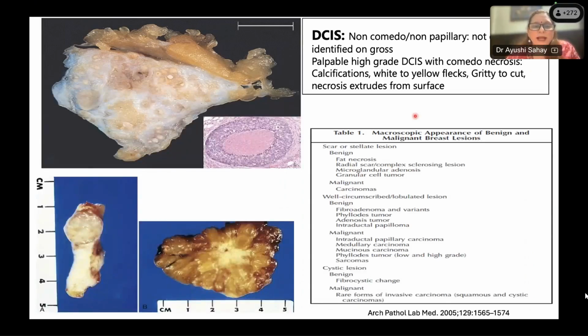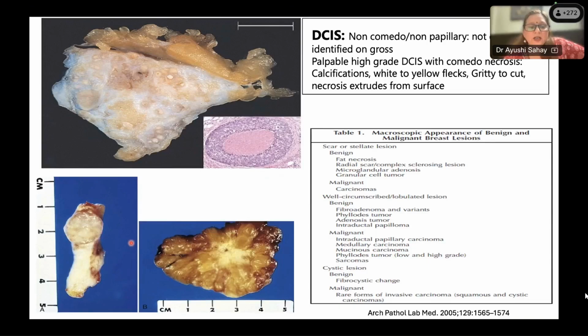Sometimes you can have palpable DCIS, which looks like this kind of circumscribed nodules. You can see multiple circumscribed nodules filled with yellowish chalky substance which can extrude from the surface. So this kind of comedonecrosis type of DCIS or palpable DCIS can also be identified grossly, but many times it is kind of in the background of an invasive tumor.